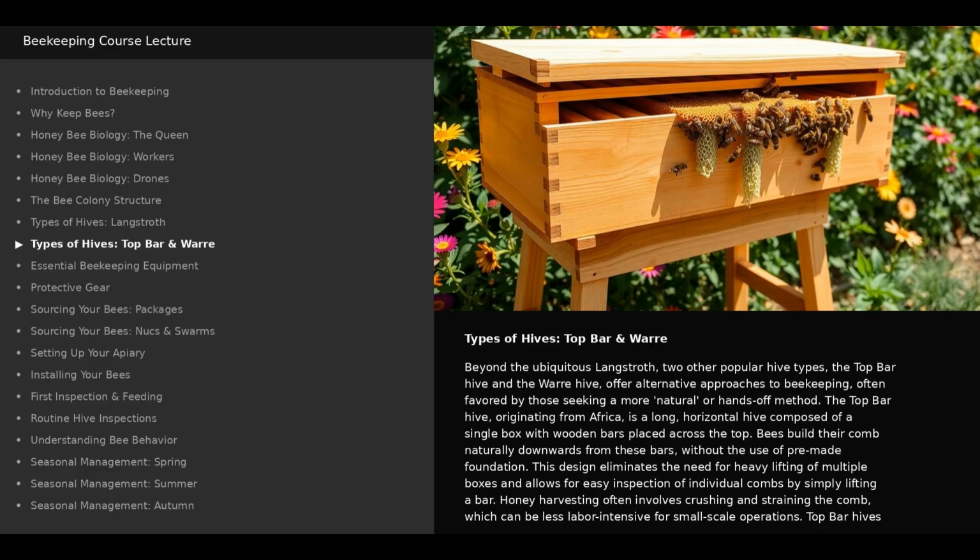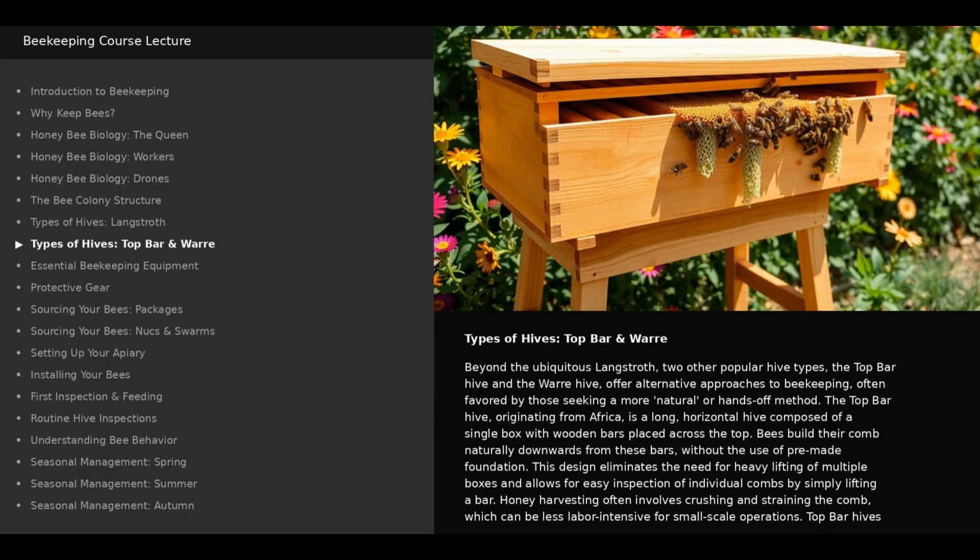Types of hives: top bar and Warré. Beyond the ubiquitous Langstroth, two other popular hive types, the top bar hive and the Warré hive, offer alternative approaches to beekeeping, often favored by those seeking a more natural or hands-off method.